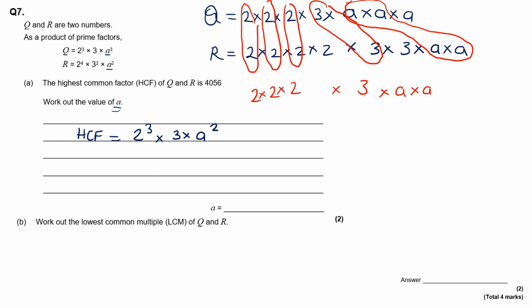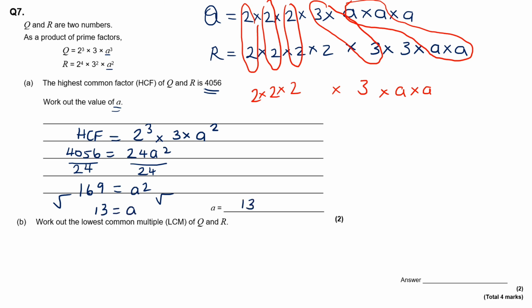So we know that the highest common factor is 4056, so I can write it down as 4056 is 2 cubed times 3, which is 24. So we've got 24A squared. If I divide both sides by 24, I get 4056 divided by 24, 169, is A squared. We, of course, have to square root both sides. We end up with A to be 13.